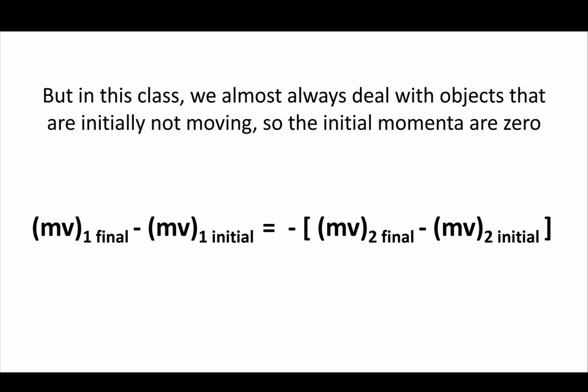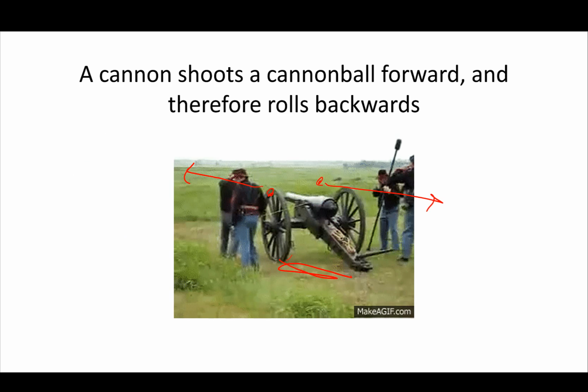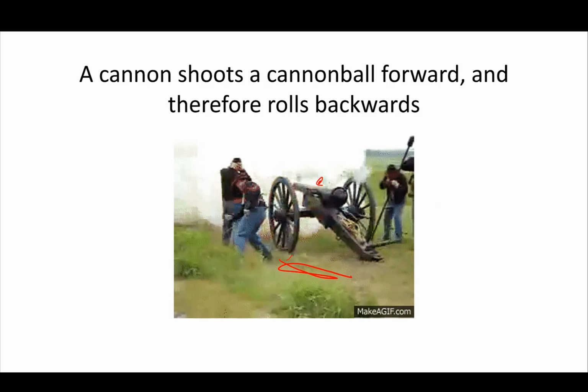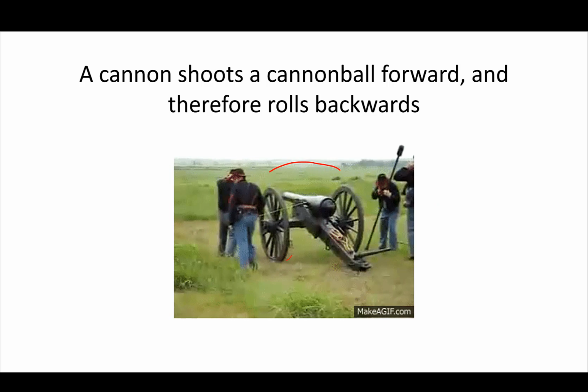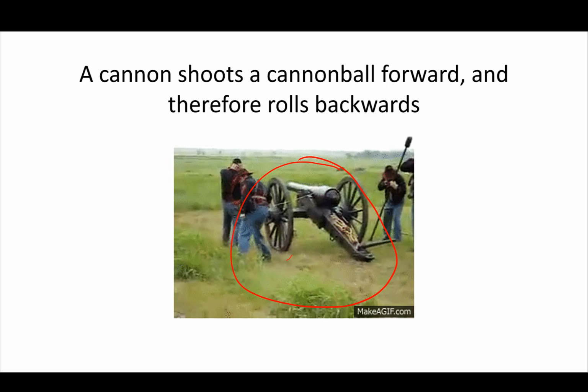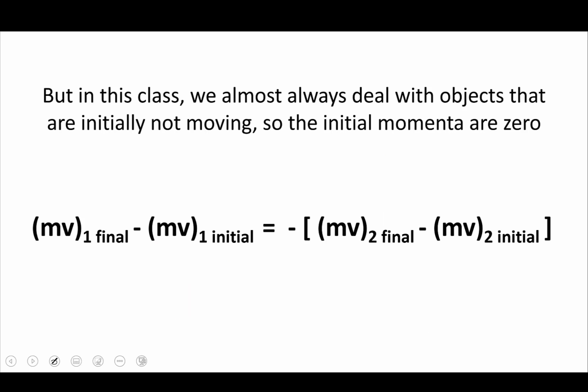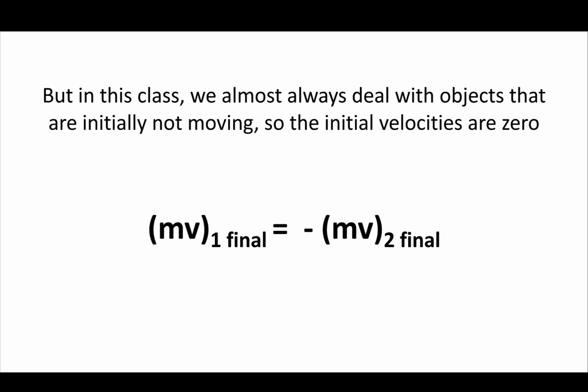In this class, we are almost always dealing with objects that are not moving at the beginning. For example, when you have this cannon. The cannon is not initially moving, it's initially stationary. So is the cannonball. So the initial momentum is 0. Then the cannonball gets some positive momentum, and the cannon gets some negative momentum. But initially it's 0. So if you have this formula, but the initial momenta are 0 because they're not moving at the beginning, then this simplifies.